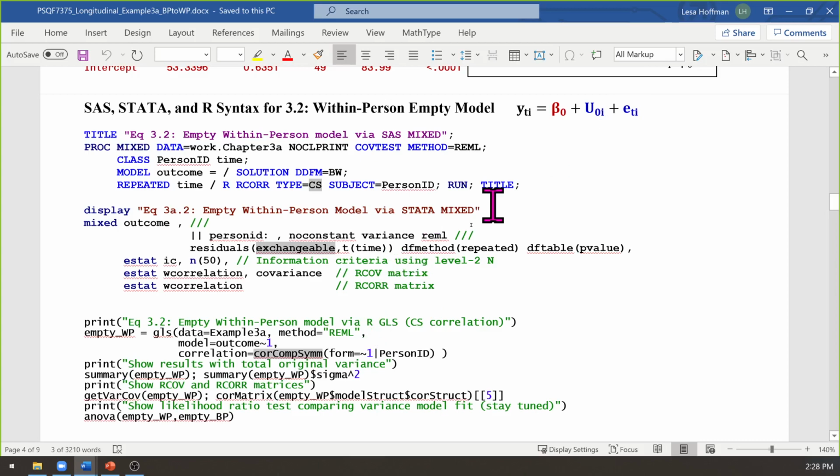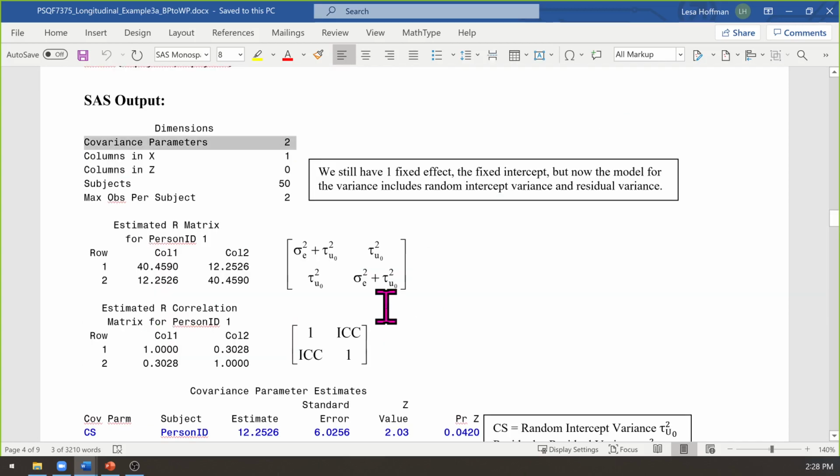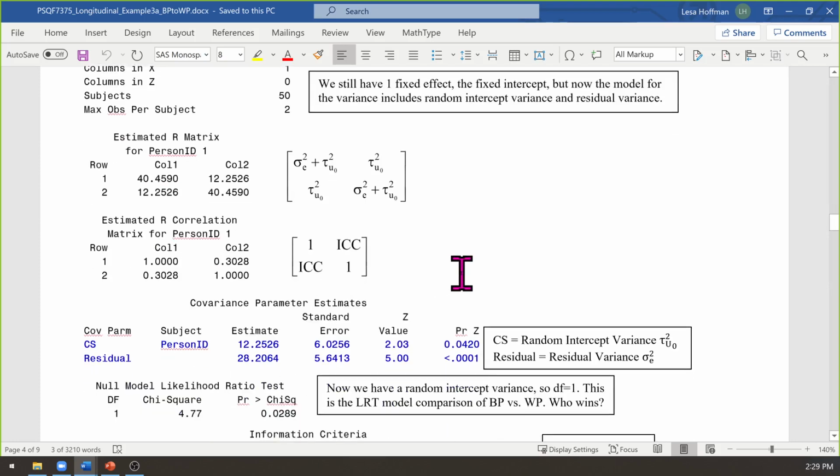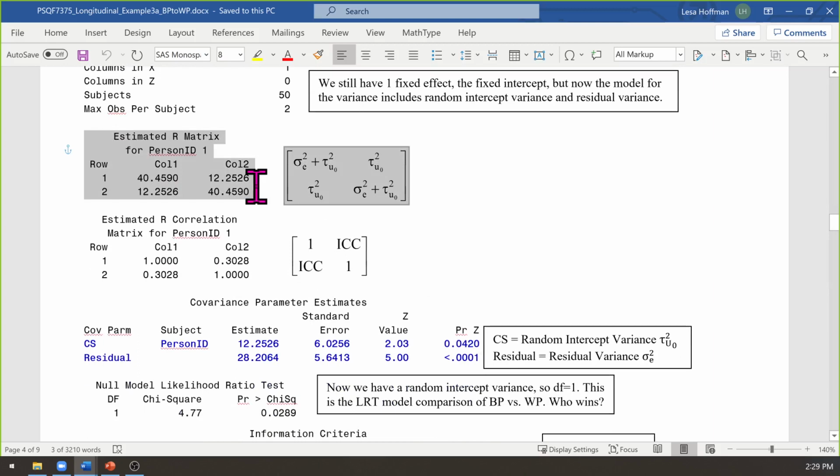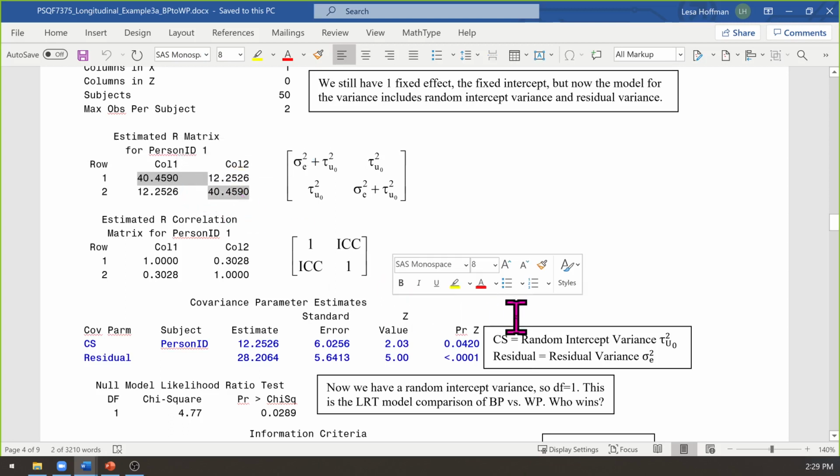So when I get to the output, now I have two parameters in the model for the variance. I've got a U variance at level 2 and an E variance at level 1. My little R matrix here still has 40-ish on the diagonals. So what's being shown in row 1, column 1, and row 2, column 2? That's what the model says the total variance is at pre-test, row 1, column 1, and post-test, row 2, column 2. The model says it's the same.